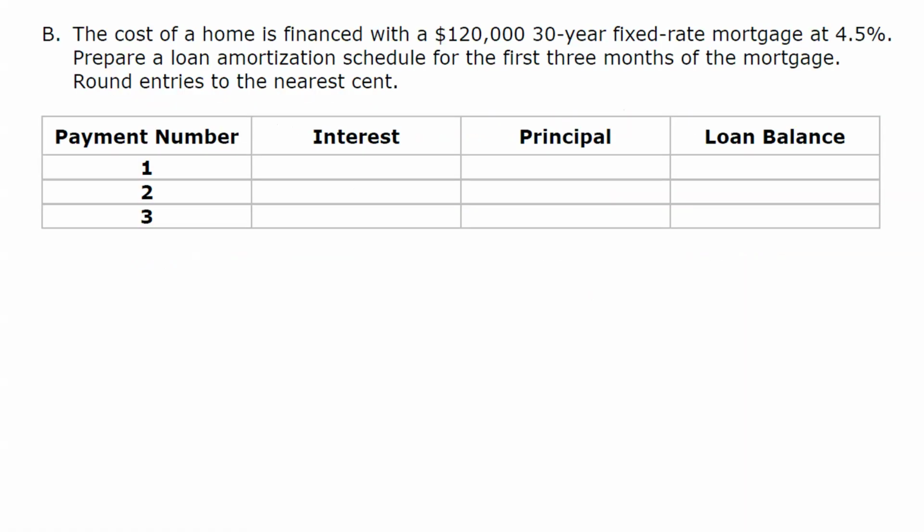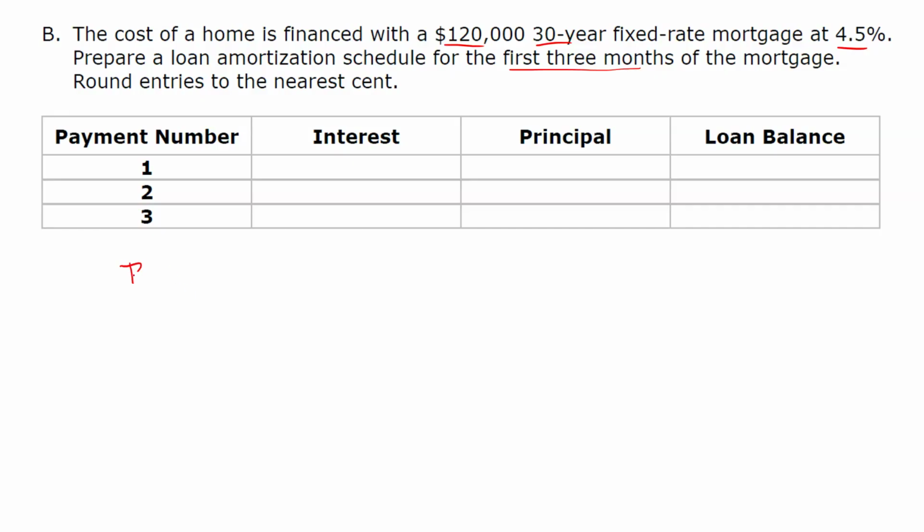B. The cost of a home is financed with a $120,000 30-year fixed rate mortgage at 4.5%. Prepare a loan amortization schedule for the first 3 months of the mortgage. So this one is very similar to the problem that we did before, except for the fact that we don't know what our monthly payment is. So we first need to find what our monthly mortgage payment is to determine what the interest, the principal, and the loan balance will be for months 1, 2, and 3.